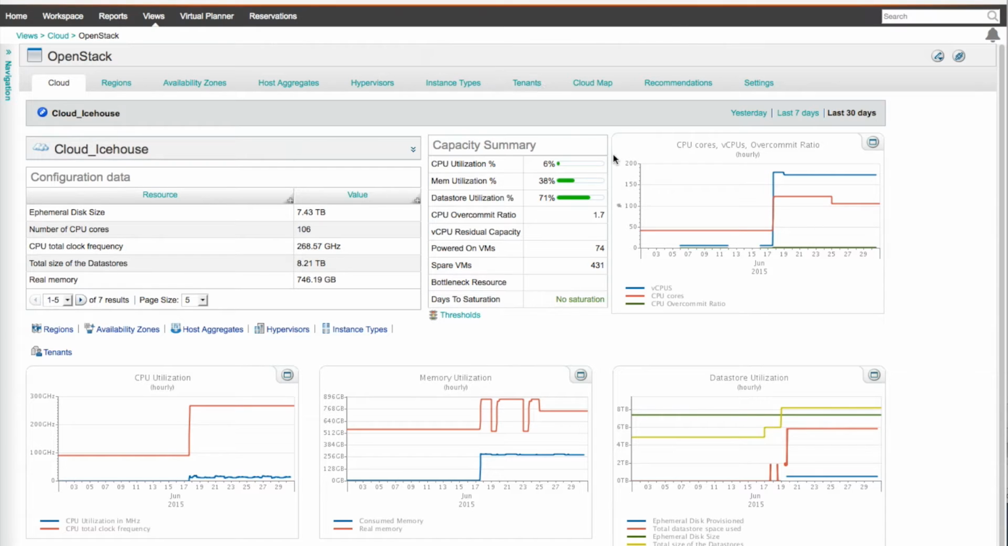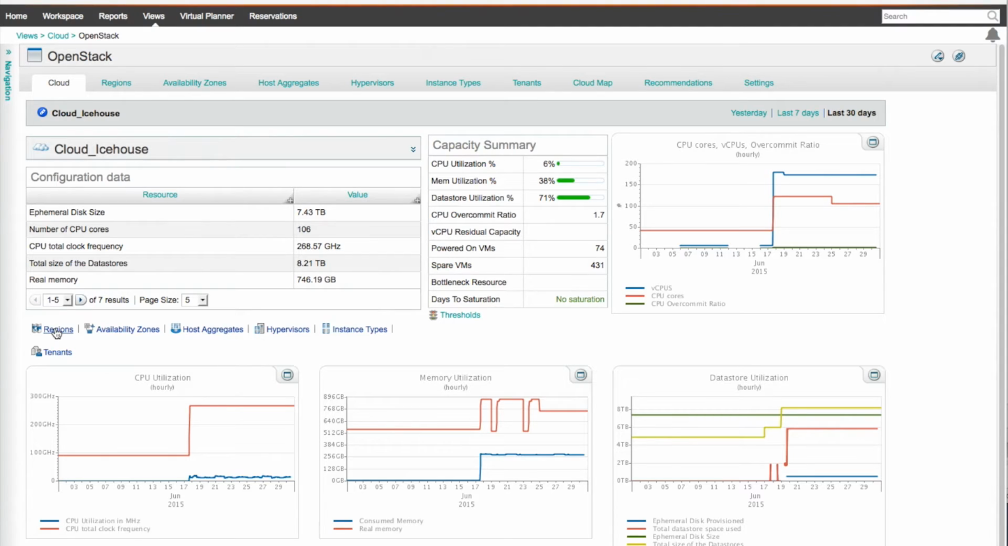The first page, related to cloud ISOs, shows some key metrics and some important indicators such as the CPU overcommit ratio, which is today 1.7, and the number of spare VMs, which is currently 431. From here, you can move to different levels, to regions, availability zones, and host aggregates.